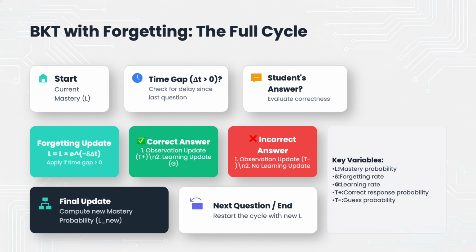Then, based on whether the student answered correctly or incorrectly, we apply the corresponding observation update. If they answered correctly, we also apply the learning update. Finally, we have the new, updated mastery probability, and the cycle repeats for the next question. This loop is what makes the model dynamic and responsive to both practice and the passage of time.